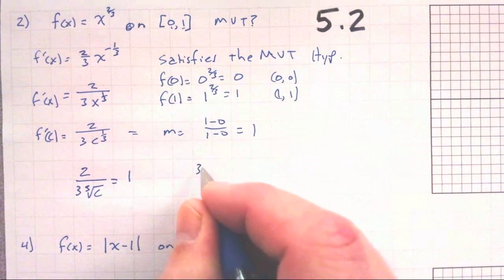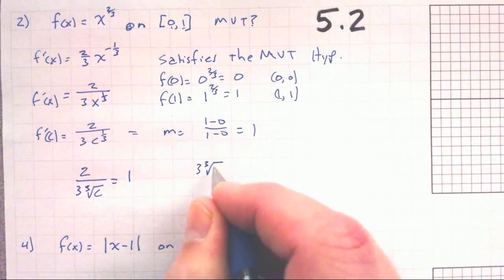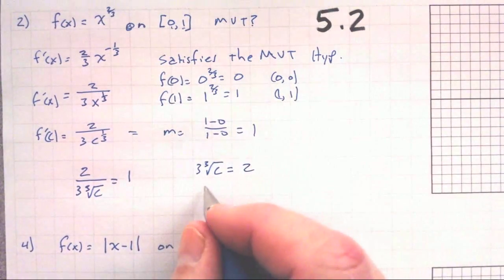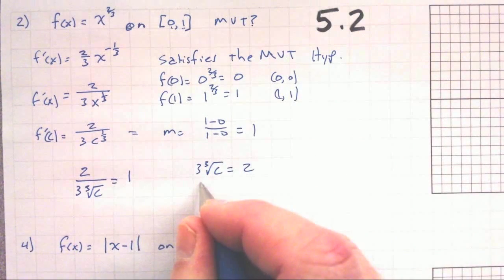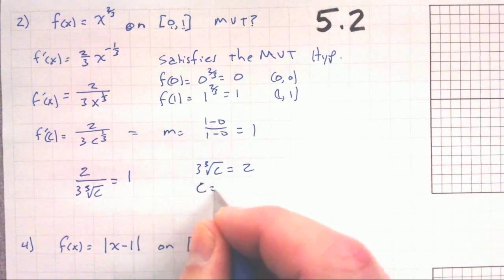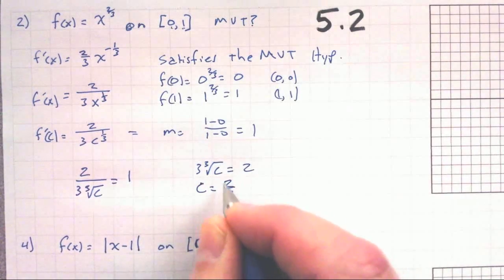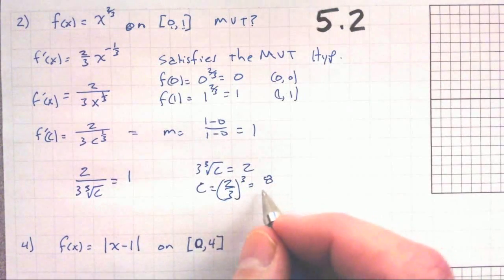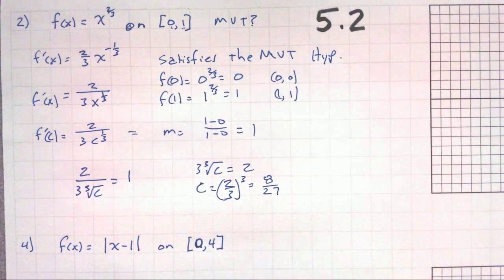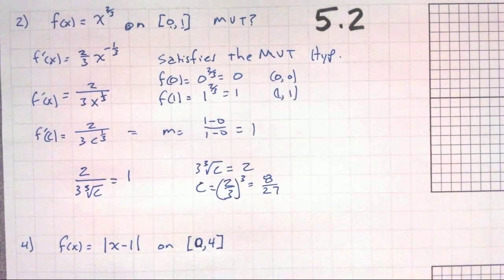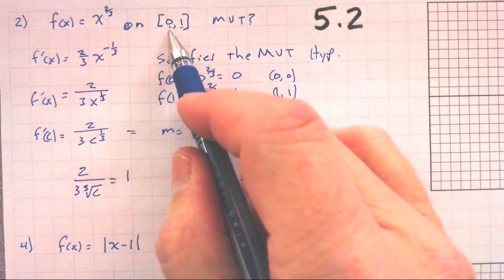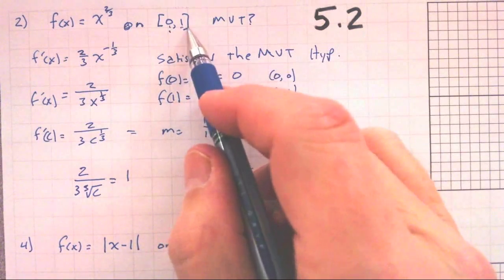I get 3 times the third root of c equals, cross multiply, 2, or third root of c equals 2/3, or c equals 2/3 to the third, and that is 8/27. And that would be our value of c. We just have to make certain it is on that interval. Well, it is on the interval from 0 to 1.